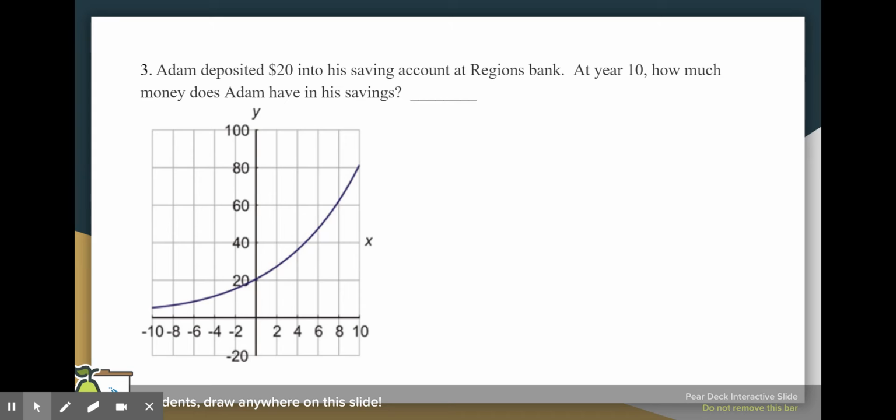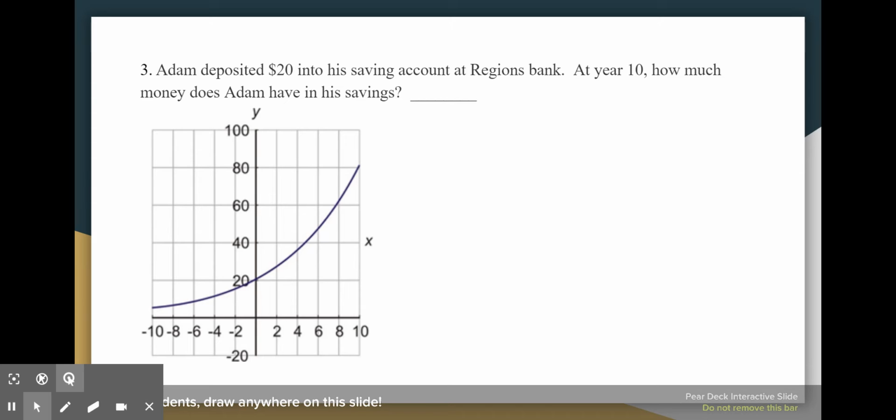Adam deposited $20 into his savings account at Regions Bank. At year 10, how much money does Adam have in his savings? So they gave us a graph. So we really just need to know what is the x and what is the y in this situation. So the y is the end amount, which is what we're looking for.